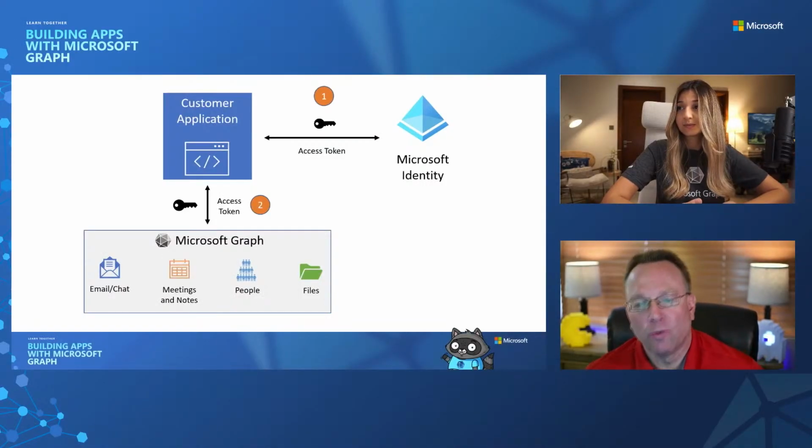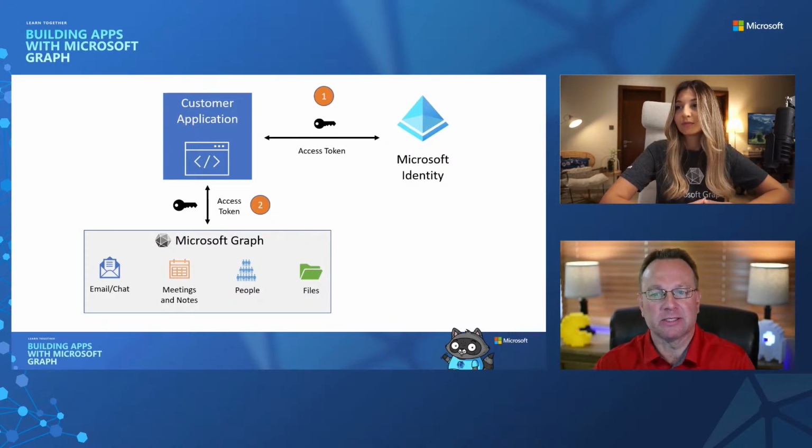Yeah, okay. So when you were consenting and authenticating and all that, once we have all the tokens, we're able to call Graph and get the data we need.